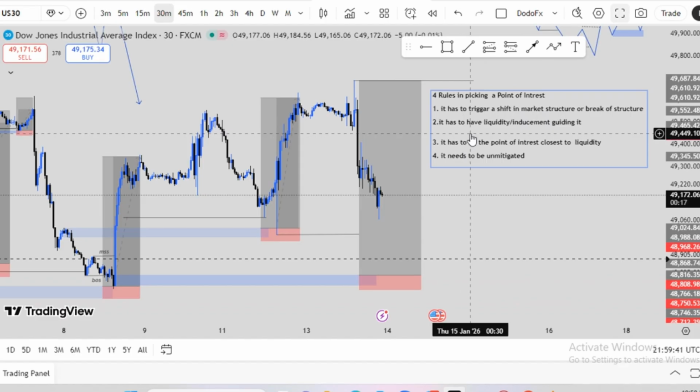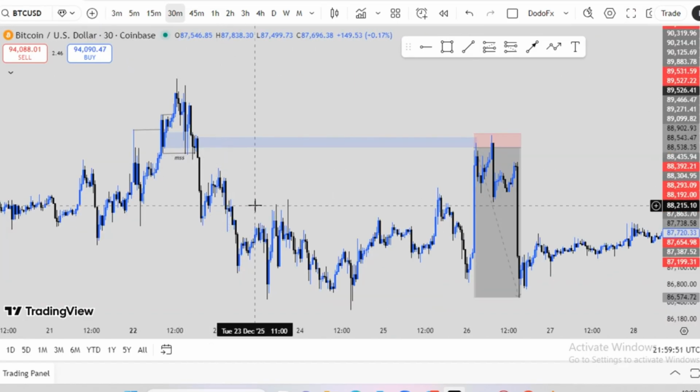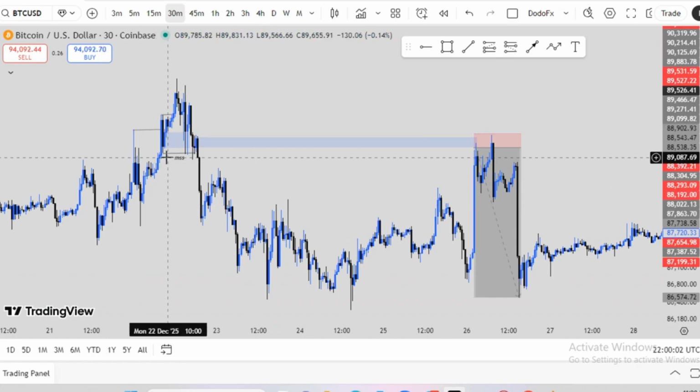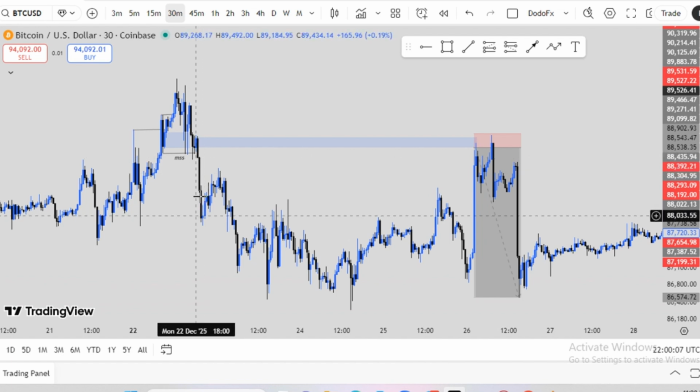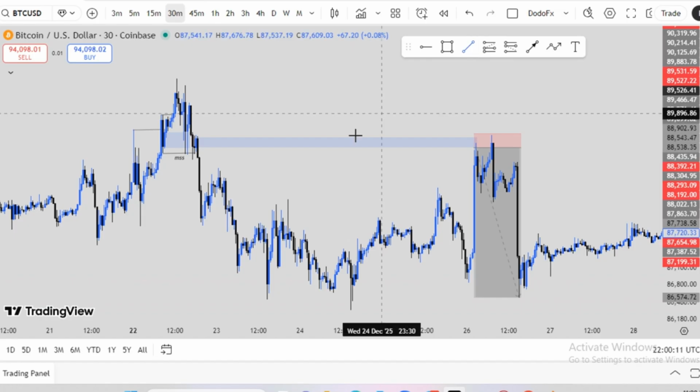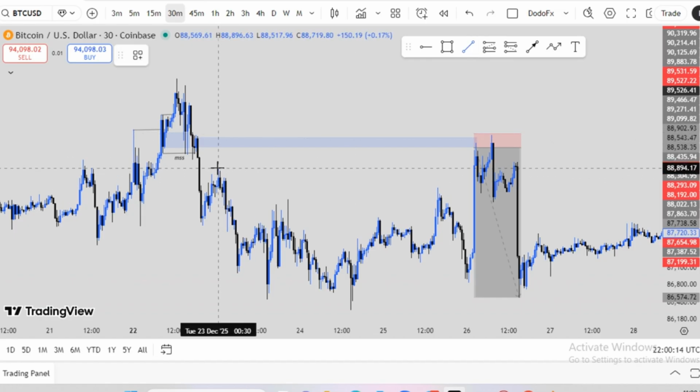Now the second part: it has to have a liquidity protecting it or inducement guiding it. If you remember vividly, inducement is the first valid pullback of a market structure shift or a break of structure. So what is our first pullback? We have the market structure shift here. The first valid pullback that the market did after this market structure shift was this pullback here. So you pick it out as the first valid pullback.